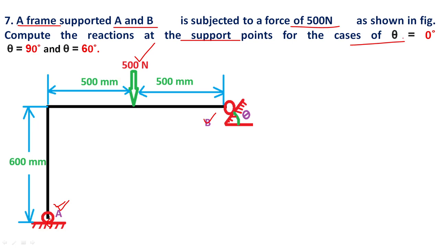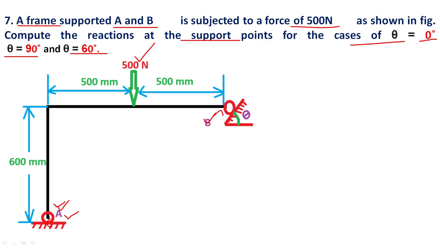for the cases of theta equal to 0 degree, theta equal to 90 degree and theta equal to 60 degree. So we want to find the reaction force at point A and point B for the three cases. Point A has no angle of inclination, but point B has some angle of inclination. So what is the angle of inclination? There are three possibilities: theta is 0, 90 and 60 degree.